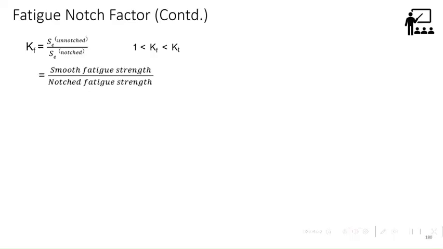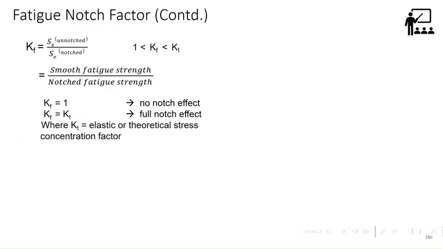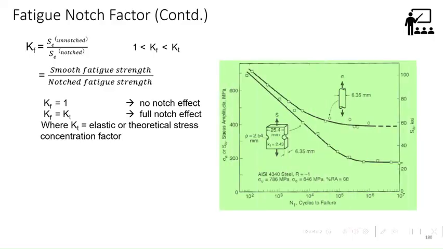So your Kf lies between 1 and Kt. If Kf is equal to 1, that means it's not sensitive to notch. And if Kf is equal to Kt, it is a full notch effect, where Kt is the elastic or theoretical stress concentration factor. This is what you can see here.